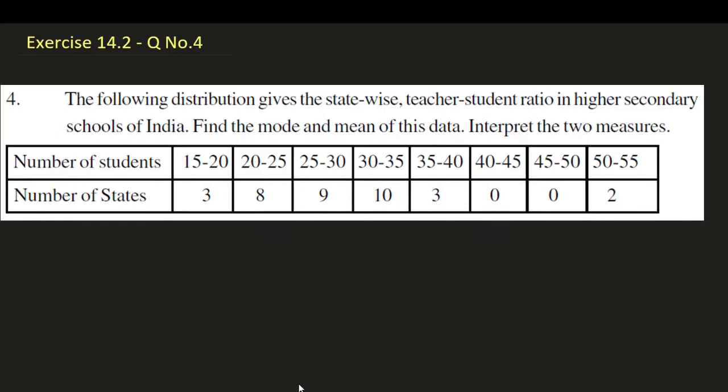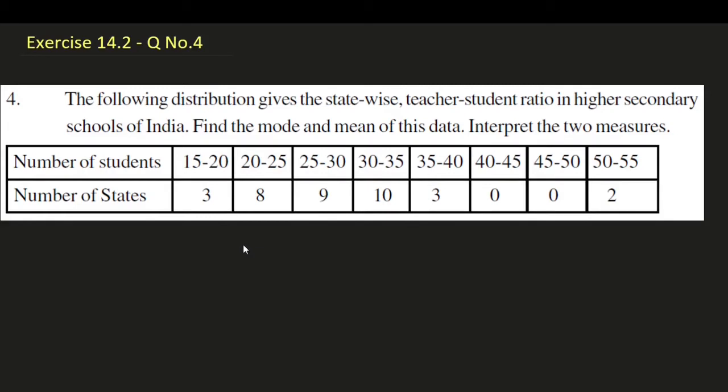Now let us see question number 4 of exercise 14.2. The question is, the following distribution gives the state-wise teacher-student ratio in higher secondary schools of India. Find the mode and mean of this data. Interpret the two measures. Here in the table, number of students are given as class intervals and number of states is the frequency for the corresponding class interval. Let us first find mode and then mean.